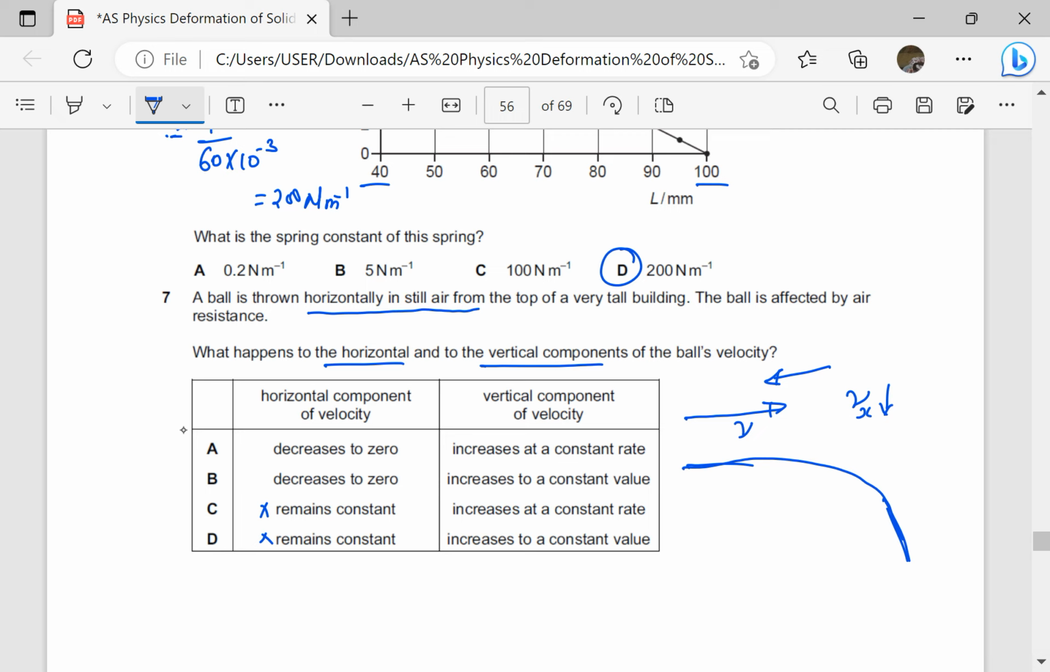A is saying increases at a constant rate, and B is saying increases to a constant value. That is very true. Air resistance acts upwards as the ball falls downwards, so it increases to a constant value. That means it goes to a terminal velocity. So it increases to a constant value, not at a constant rate. At that constant value, the acceleration becomes 0. So the answer is going to be B.